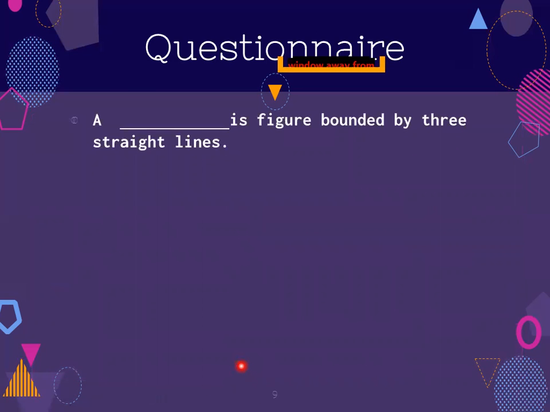So what is your question answer session here? A dash is a figure bounded by three straight lines. Please give me the answer. A dash is a figure bounded by three straight lines. So any figure that is bounded by three straight lines is called a triangle. That particular figure will be called a triangle.